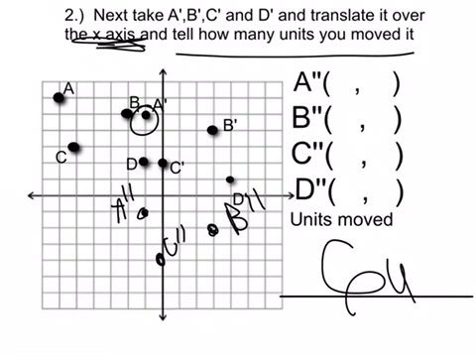Wait. Oh, D. I missed D. Okay. So 1, 2, 3, 4, 5, 6. There we go. So it's going to end up right here. So that's going to be D double prime.